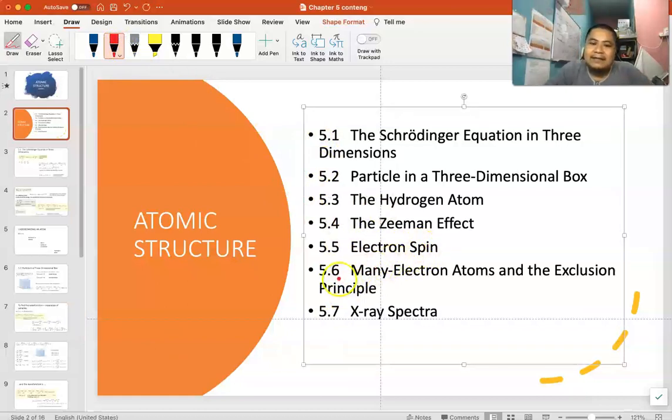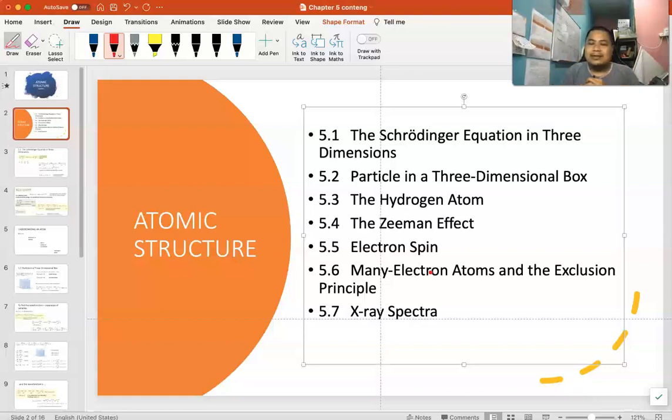And then after we understand the hydrogen atom, the simplest form of atom, we will move forward to atoms with many electrons, because when we have more than one, of course the electrons will interact with each other, right? Because electrons have negative charge, so they will interact with each other. And then we will have the exclusion principle.